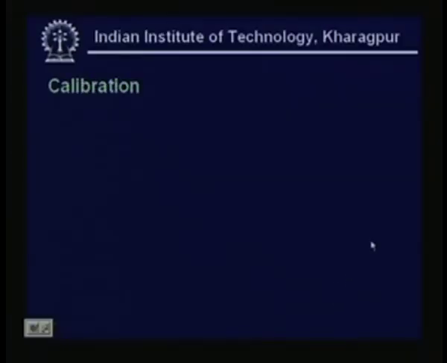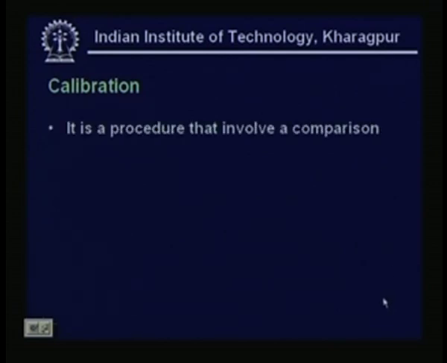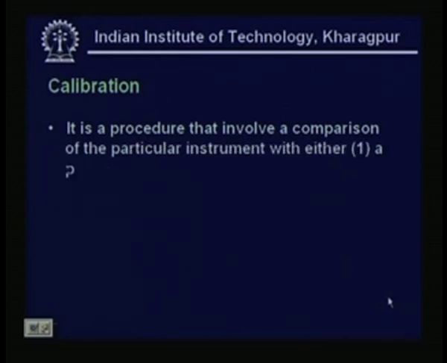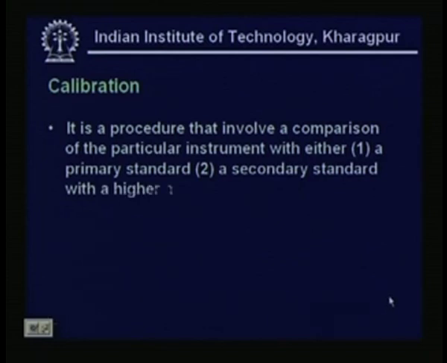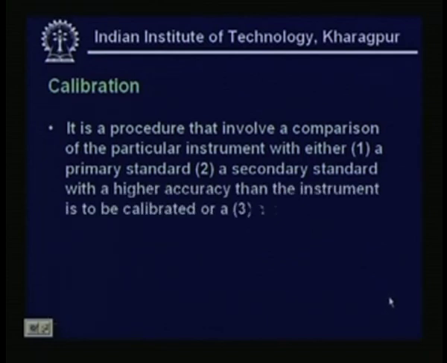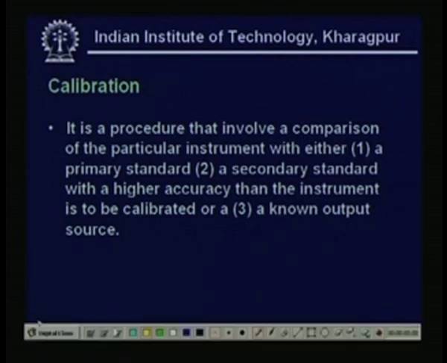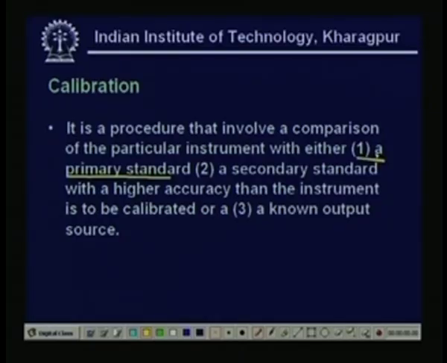Now, calibration actually is very important. It is a procedure that involves a comparison of the particular instrument with either a primary standard, number 1, a secondary standard with higher accuracy than the instrument to be calibrated, or a known output source, right. What does it mean? With a primary standard, I can calibrate my instruments with a very accurate instrument by going to some national laboratory or some other places. I can calibrate that instrument with a secondary standard of higher accuracy. I can use some other instruments which I know are accurate.